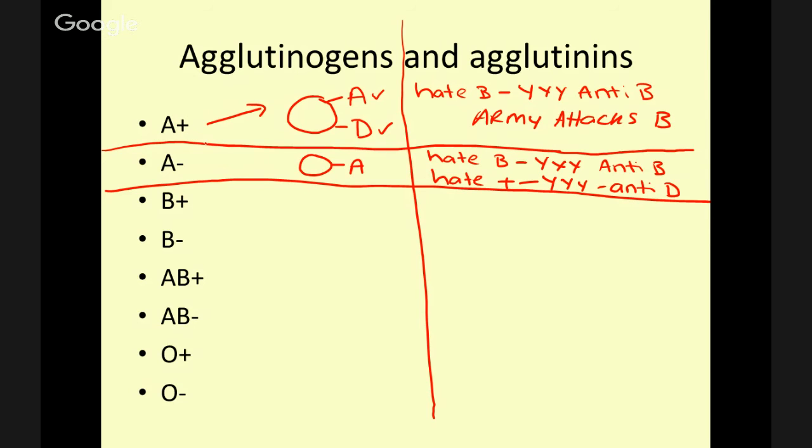You see that if you put A positive blood into A negative people, they have an army here that will attack the positive flags and clump that positive blood. So you cannot put positive into negative.